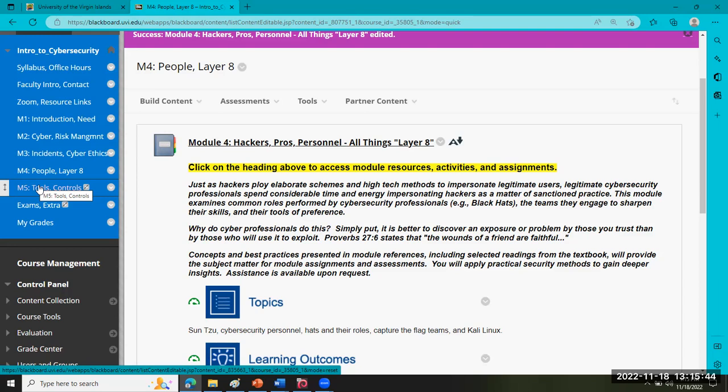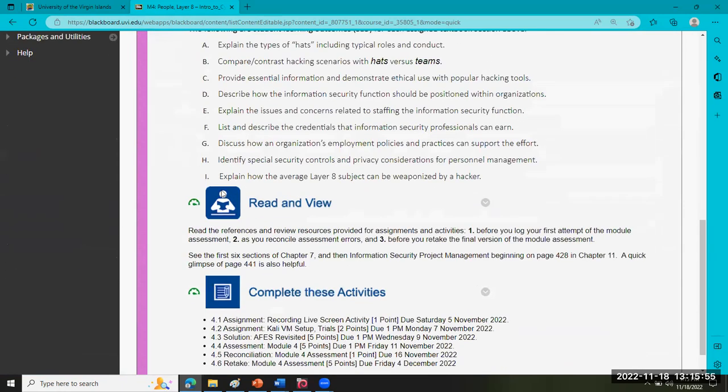But it occurred to me that our textbook authors revised their book and added an awful lot about personnel. And that's because at the end of the day, the greatest tool of our adversaries is the layer 8 subject. It is the user who has been weaponized.